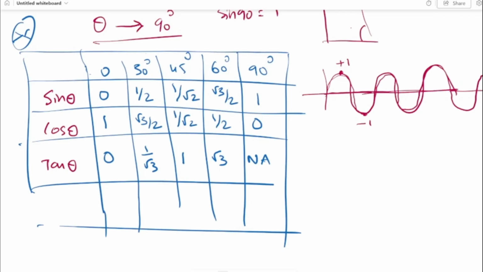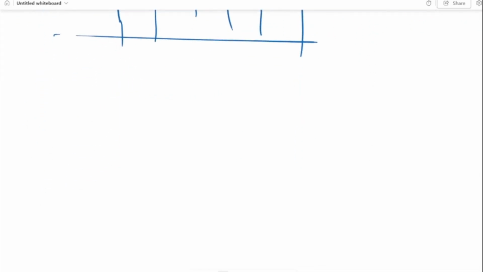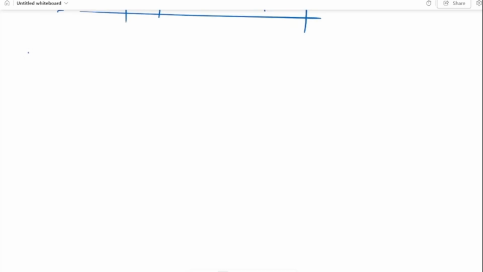Now, let's solve some basic problems. I'm going to give some basic trigonometric problems, and also I'll explain how to approach and attempt them. Remember a couple of things, as I've told you: reciprocals.